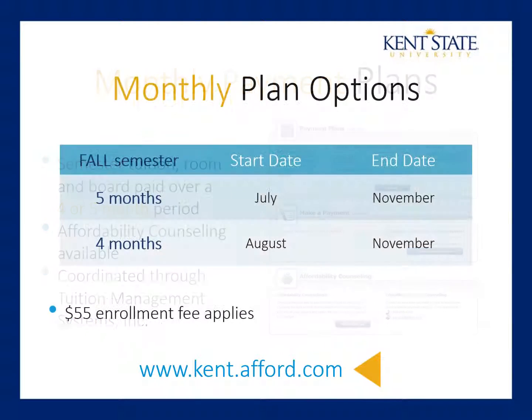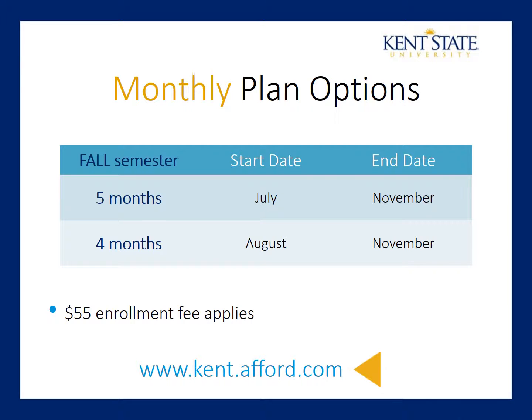If you sign up for a payment plan for the fall semester, the 5-month payment plan will have its first month payment due in July. Because this is prior to invoicing, you can contact the Bursar's office to discuss signing up for the 5-month payment plan and determine your first payment amount. The last payment will be due in November. If you decide to sign up for the 4-month plan for fall, the first payment will be due in August and the last payment will be due in November. Each of these plans has a $55 enrollment fee that must be paid at the time you enroll in the payment plan.